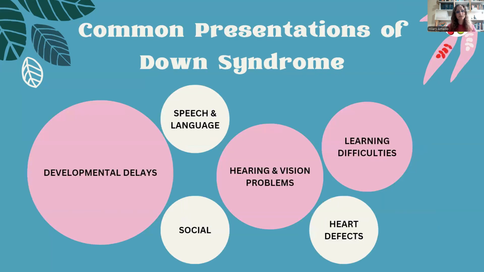The common presentation of Down syndrome, well, we might see developmental delays, speech and language delays, delays in social interaction, hearing and vision problems, learning difficulties, and heart defects.